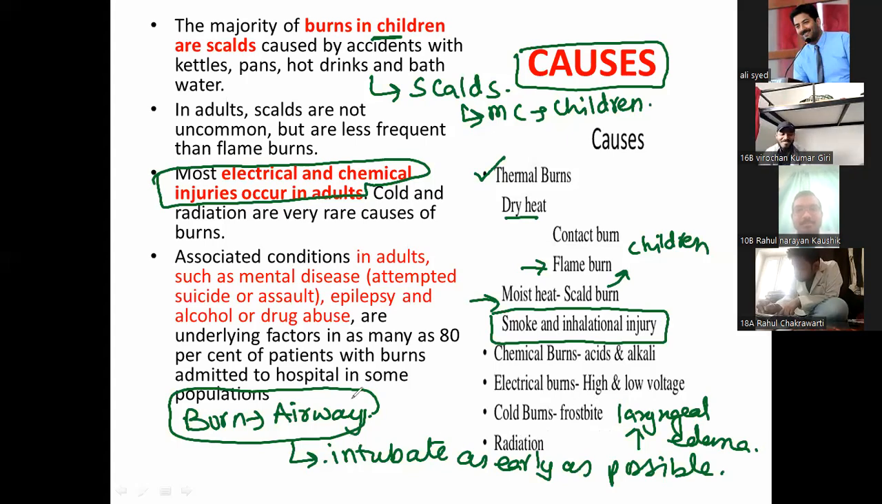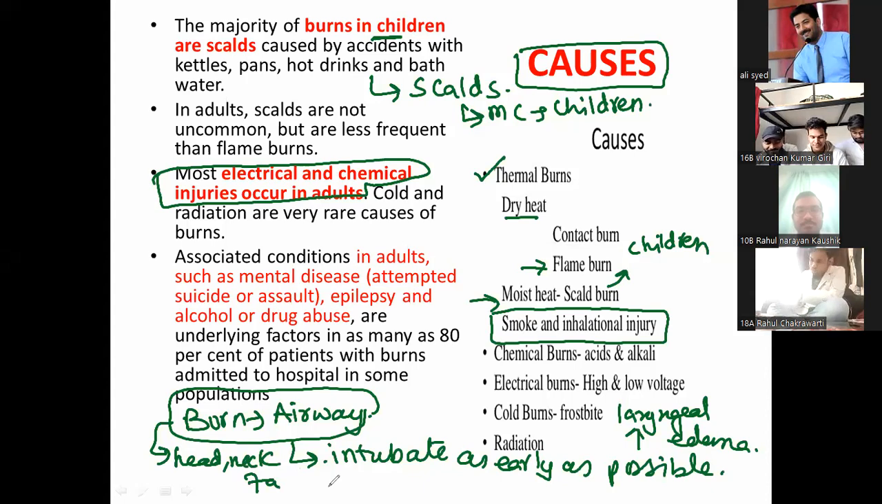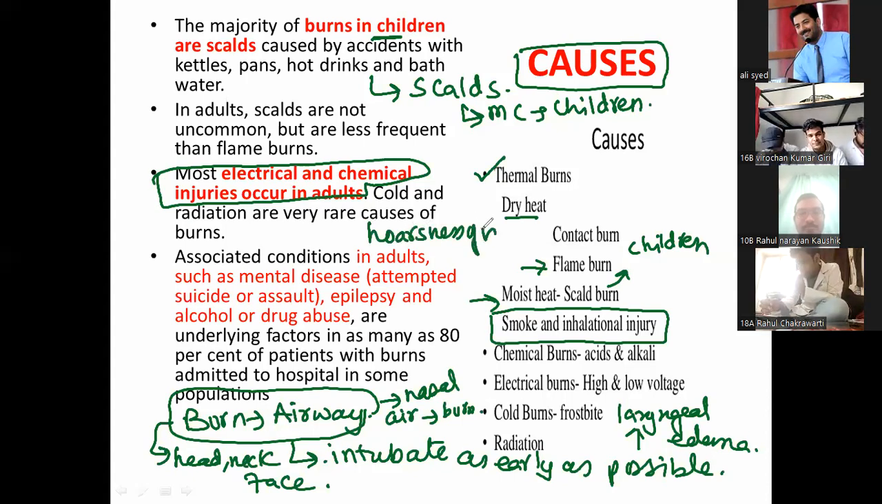So please see here everyone. If the patient has burn injuries involving the airway and you suspect that the airway is burned, how are you going to know? There will be burn injury to the head and neck region, burn injury to the face. The nasal hair will be burned. There will be hoarseness of the voice. There will be development of stridor in the patient.